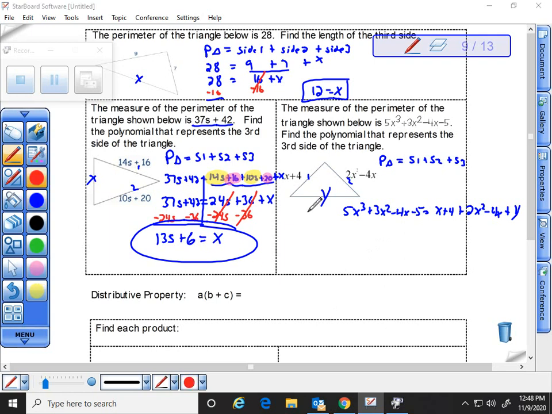Alright, combine my like terms on this side here. Looks like x squared, so it's going to be equal to 2x squared. Combine my x's, which would be a minus 3x plus 4 and plus the side that I'm looking for, let's say y.